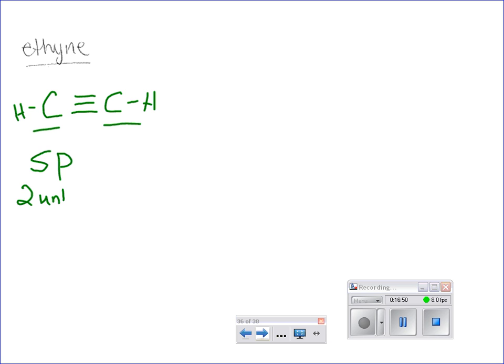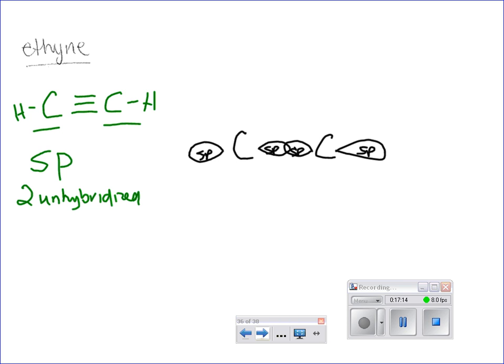2 unhybridized around each of those carbons. So I'm going to draw it out. We've got a C and a C. We only have 2 hybridized orbitals, so each one is called what? Sp, Sp. We've got this one's Sp overlapping there and another Sp coming out here.